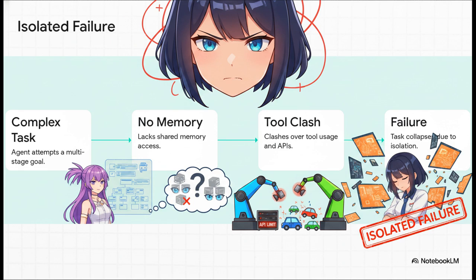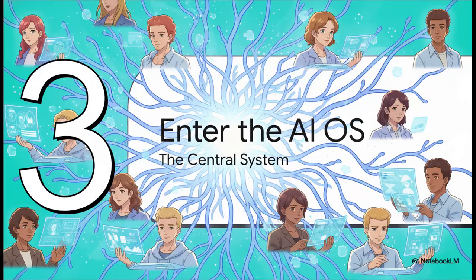Then, step 3 brings clashes over tool usage. Imagine 2 agents trying to write data to the exact same file. Or worse, Agent A is trying to book a hotel while Agent B decides to freeze the credit card for suspicious activity at the exact same millisecond. It's a total traffic jam. Which inevitably leads us to step 4, isolated failure. The task completely collapses. And not because the AI wasn't smart enough, but because the environment just wasn't built to coordinate it. Section 3. Enter the AI OS, the central system.